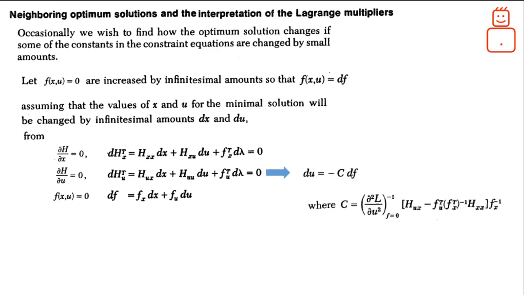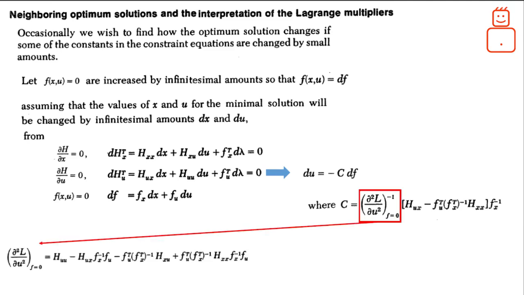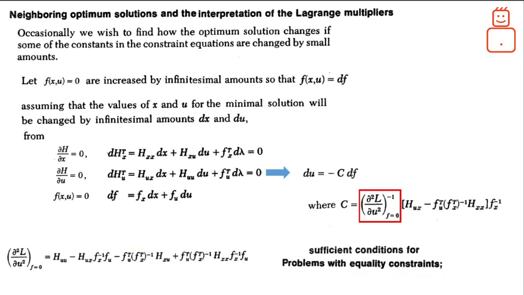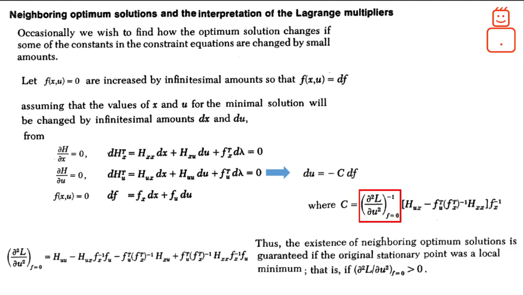Here, the constant c is given by the shown result, where the second partial derivatives of the function L with respect to u is given by the shown relation. This last relation is the same as the sufficient condition for optimal problems with equality constraints, where its definite properties are used to specify whether the stationary point is maximum or minimum. Thus, for instance, the existence of neighboring optimum solution is guaranteed if the original point was a local minimum. That is, the second partial derivatives of the function L with respect to u is a positive definite matrix.